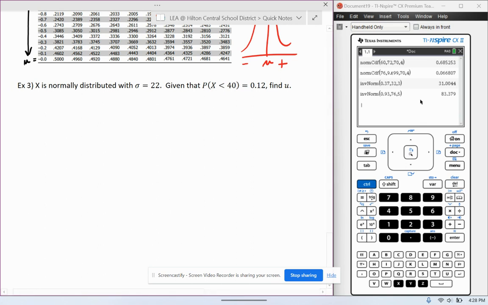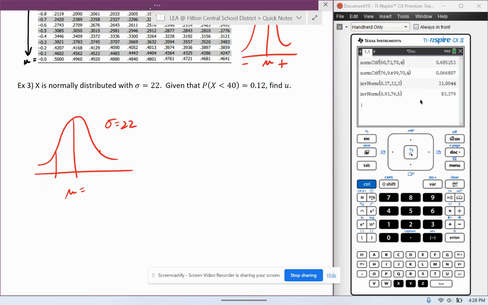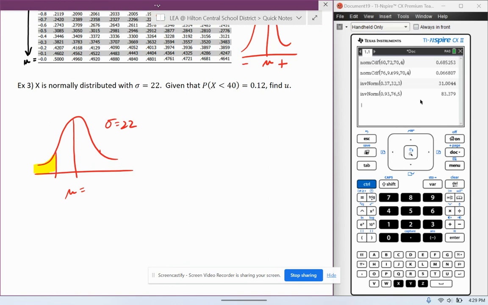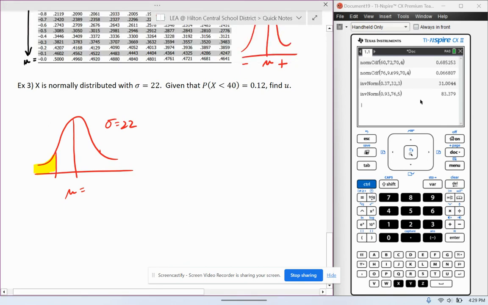So x is normally distributed with a standard deviation of 22. Given the probability that x is less than 40 is 0.12. Why did I first initially go to draw the line here and then change it? Because a probability of 0.12 is going to be super close to the left part of the graph because it's a tiny probability. So I changed that and we got 0.12.